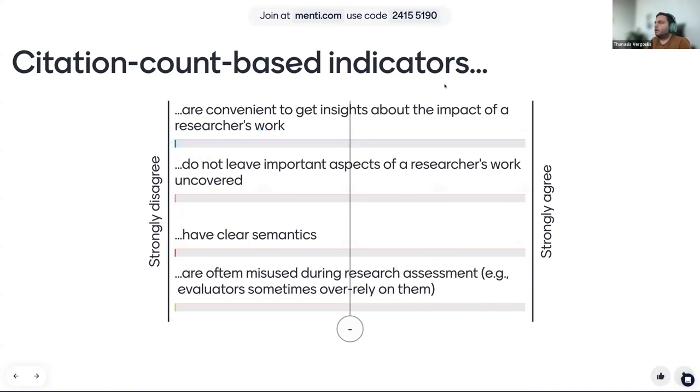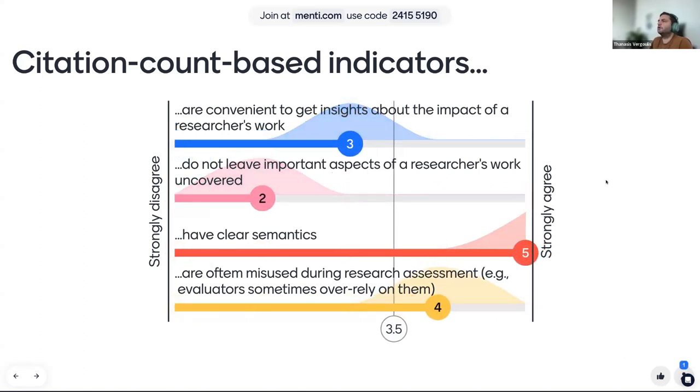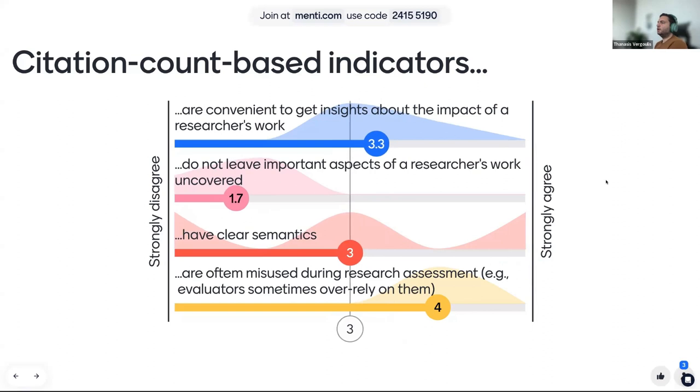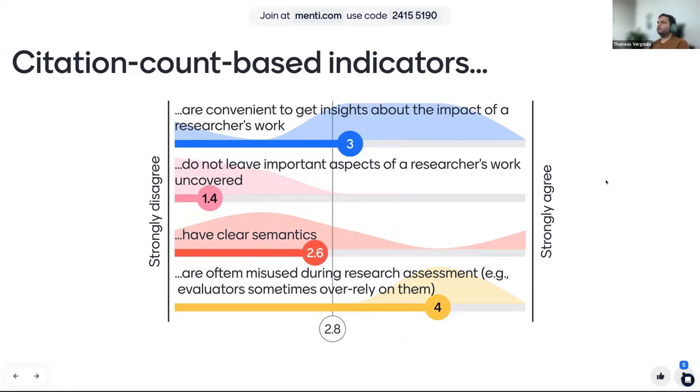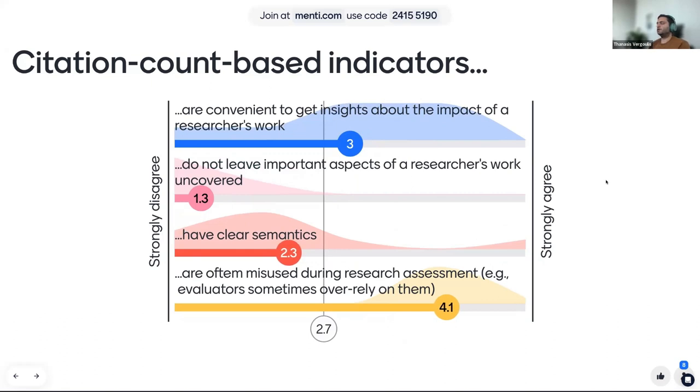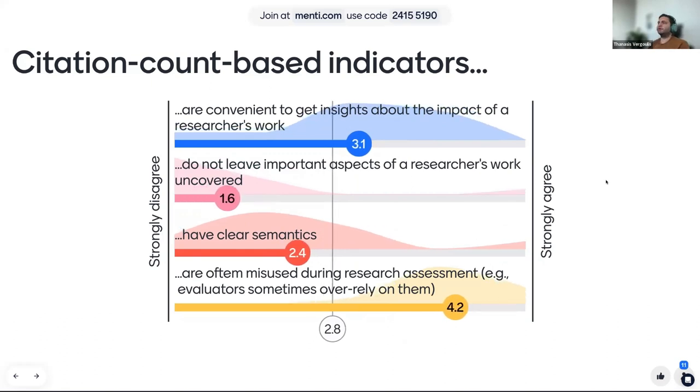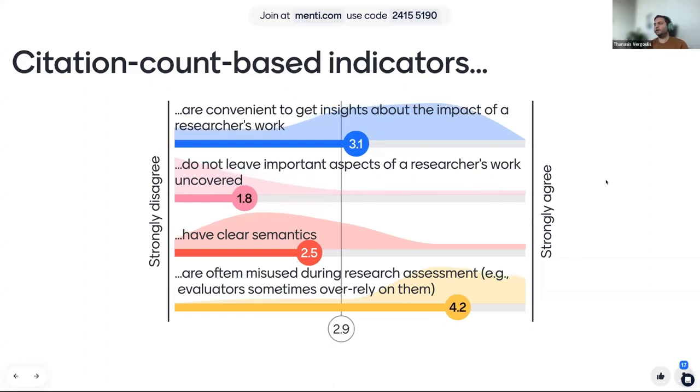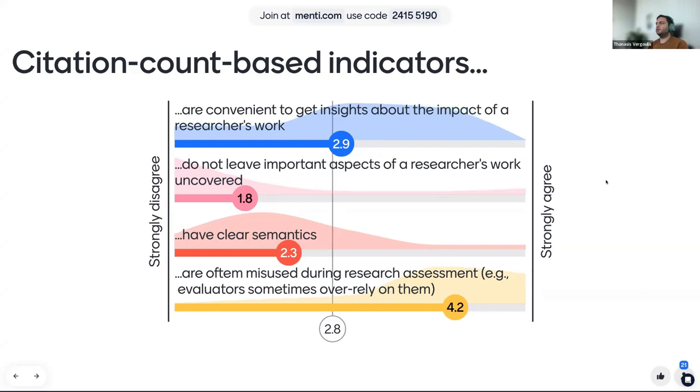So the first question is, is there any problem? I don't see anyone. Ah, so yeah, I can see now the first responses. The first statement is if the citation count based indicators are a convenient way to get some insights about the impact of a researcher's work. Let's see how this goes. The second one is about if you think that they leave important aspects of a researcher's work uncovered. Then if these indicators come always with clear semantics. And finally, if you think that these indicators are often misused during research assessment, for example, when evaluators over-rely on them.